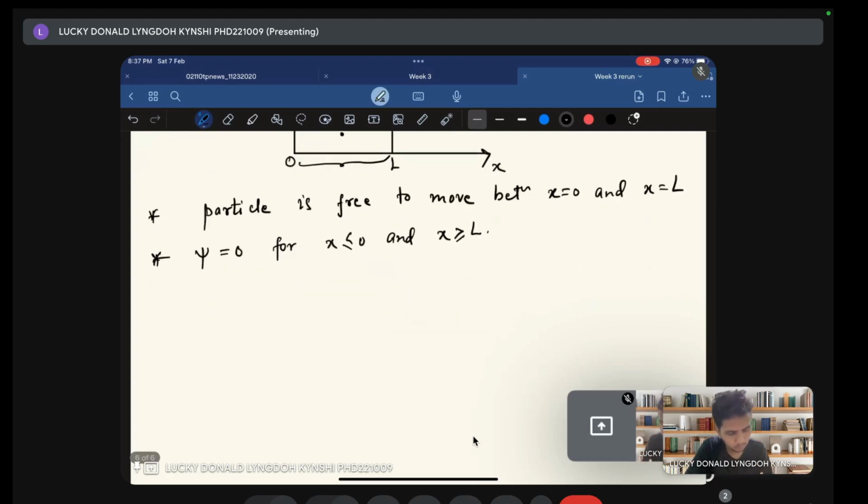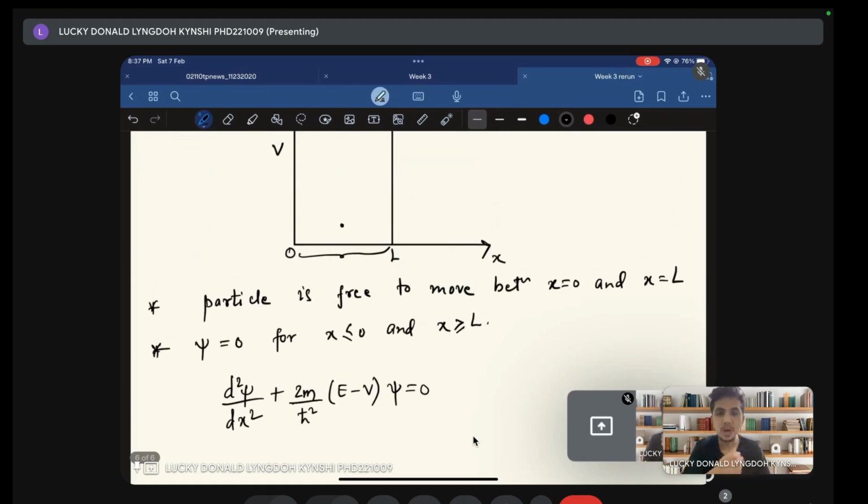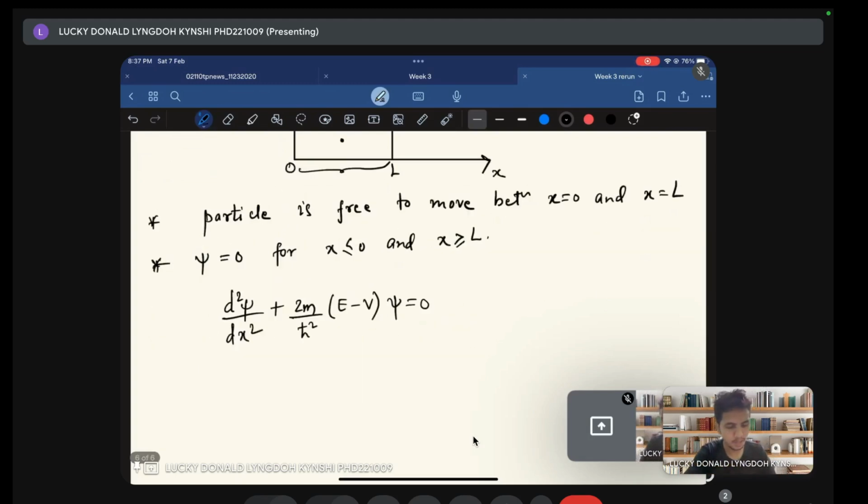Now let's write the Schrodinger equation, not the wave function: d square psi by d x square plus twice m divided by h cross square, E minus V psi equal to 0. We have to solve this problem, and in order to do so we first solve the Schrodinger equation. Our region of interest is between 0 and L, and in this region the potential is equal to 0 because there is no potential. We are not interested in solving for x less than 0 or x greater than L, because the particle cannot exist there.